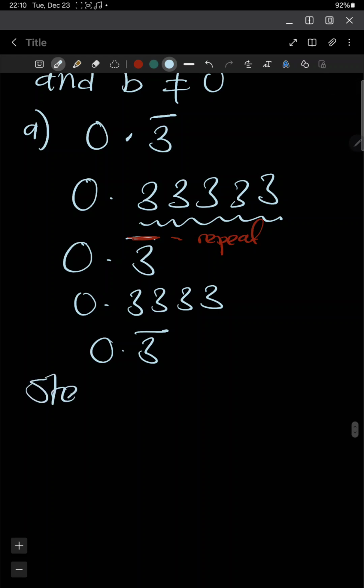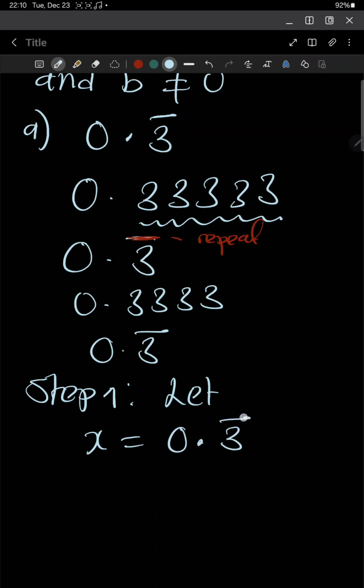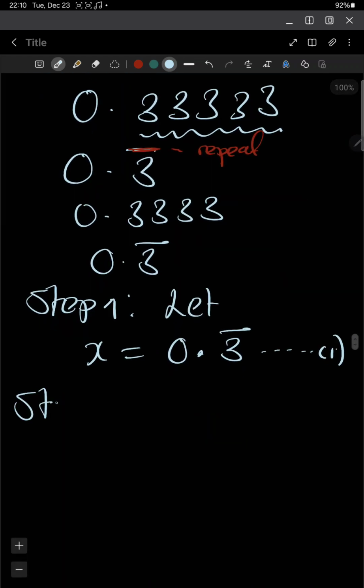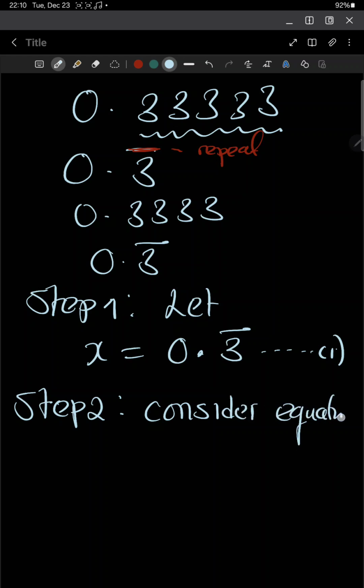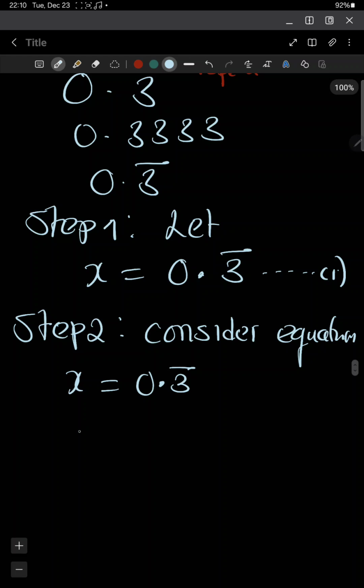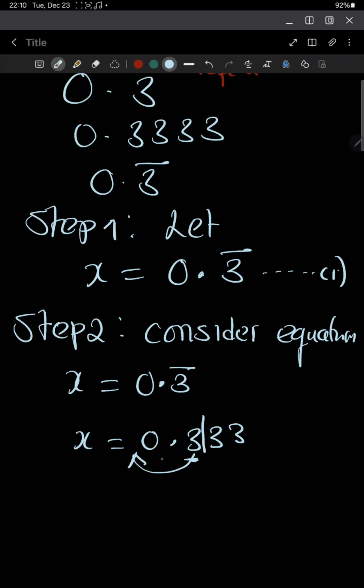Step 1: let x equal to 0.3 bar. That is our equation 1. Step 2: consider equation 1. Equation 1 is x is equal to 0.3 bar, which is the same as x is equal to 0.333. Which number can I multiply by so that this 3 comes to this side? I'll multiply by 10.